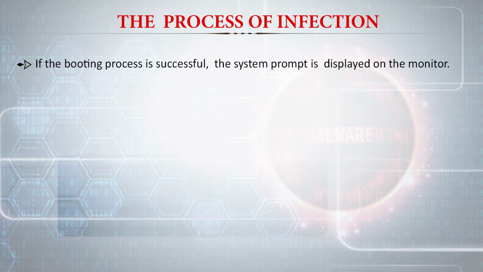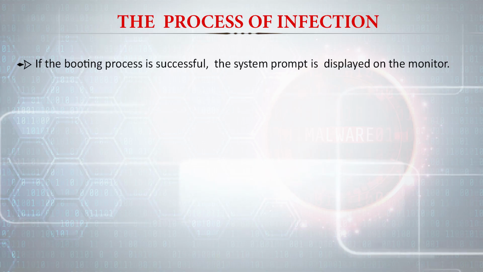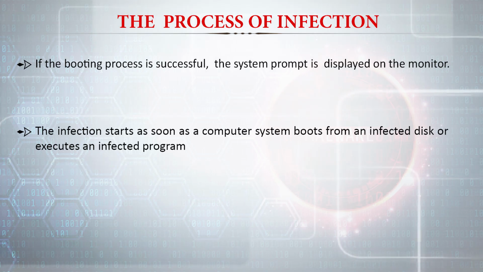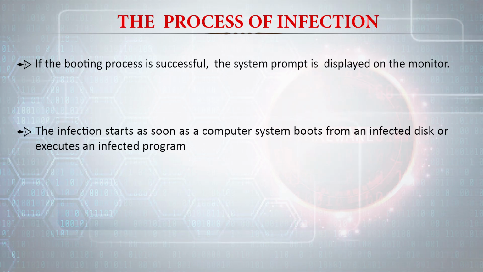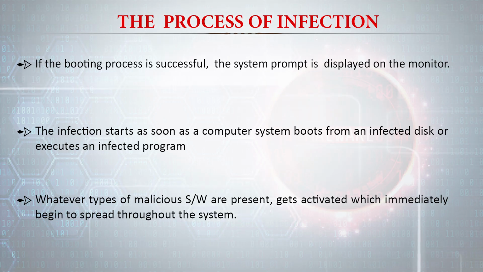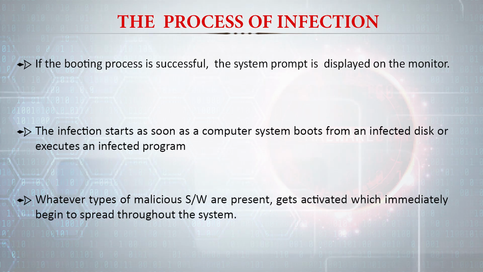We are explaining how the earlier personal computers used to work, so this is very important to understand how the malware affects the system. If the booting process is successful, a system prompt is displayed on the machine. So when you get a system prompt, the booting has been successful. The infection starts as soon as a computer system boots from an infected disk or executes an infected program. Whatever type of malicious software is present gets activated, and immediately begins to spread throughout the system. So once you get infected, it spreads from one file to a second file to a third file.